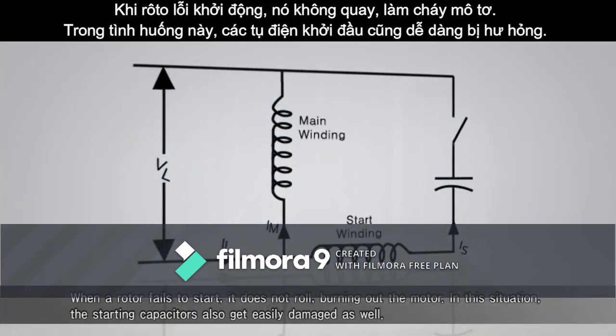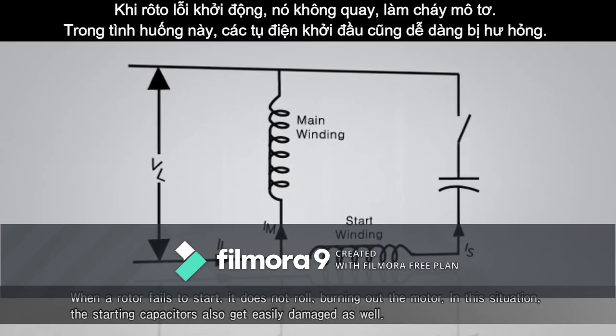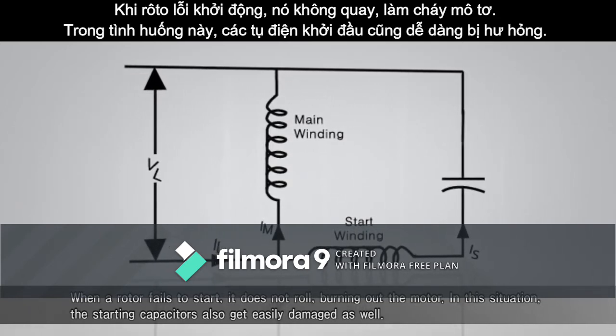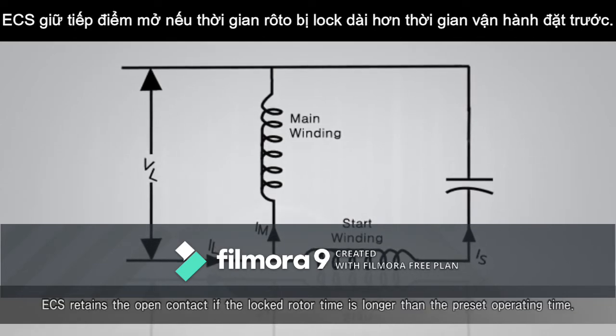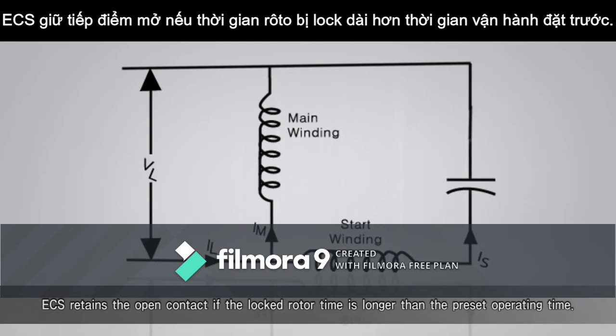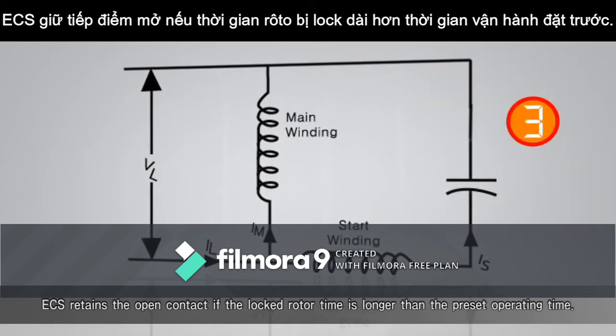When a rotor fails to start, it does not roll, burning out the motor. In this situation, the starting capacitors also get easily damaged. ECS retains the open contact if the locked rotor time is longer than the preset operating time.